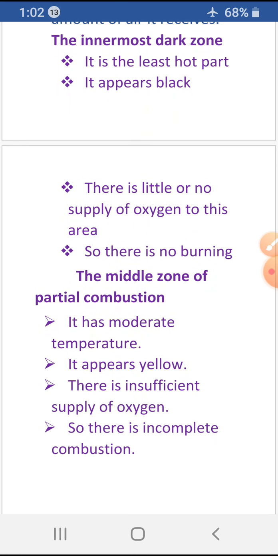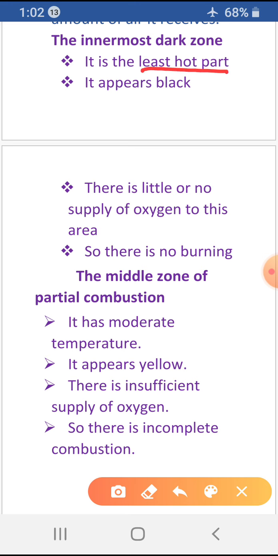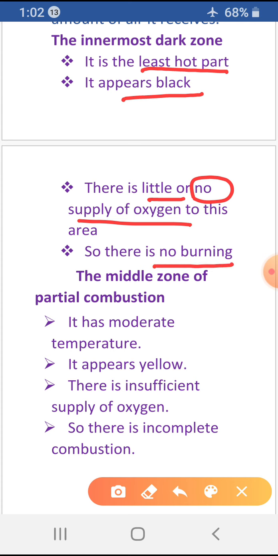Here are the characteristics of innermost dark zone. First, it is least hot. Its temperature is very low and its color is black. There is little or no supply of oxygen. Whenever there is no oxygen, no burning takes place. That's why it is black in color and temperature is very low.